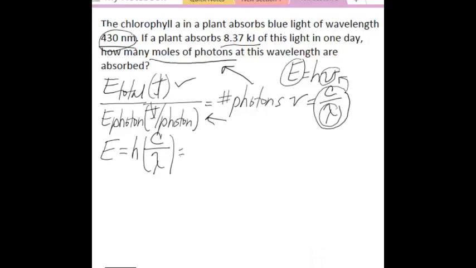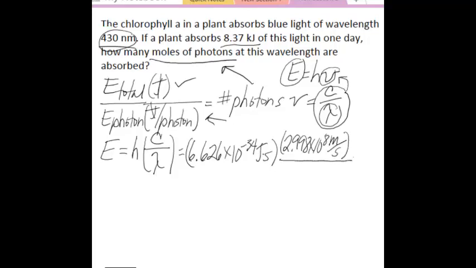So plugging in our numbers, we get 6.626 times 10 to the negative 34 joule seconds times 2.998 times 10 to the 8th meters per second, divided by our wavelength, so 430 nanometers.